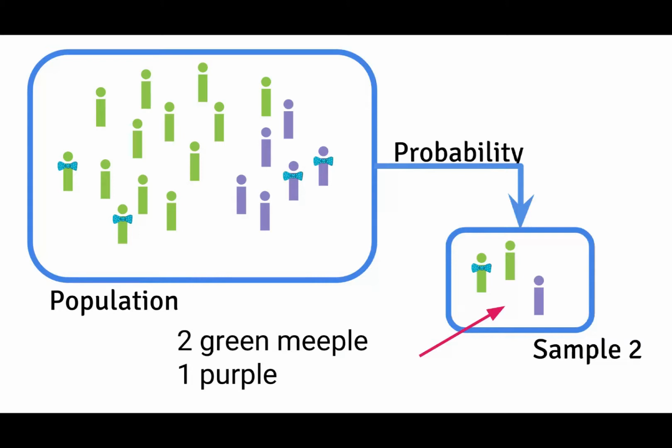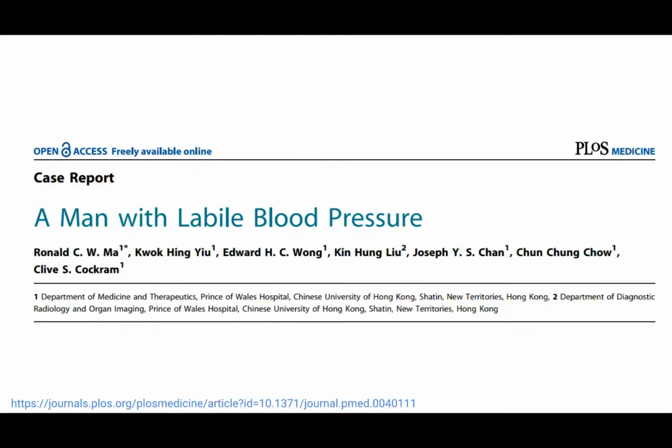But something to keep in mind is that when you take a random sample, you might get different answers and different descriptions in each different sample. So for example, if we took a second random sample, we would have 2 green meeple, 1 purple meeple, but now one of the green meeple is wearing a bow tie. So this is a little bit different than the first sample, and it's okay. We're just describing what we see in the sample.